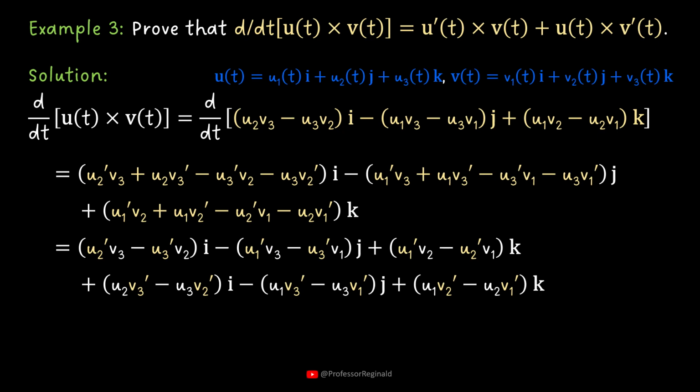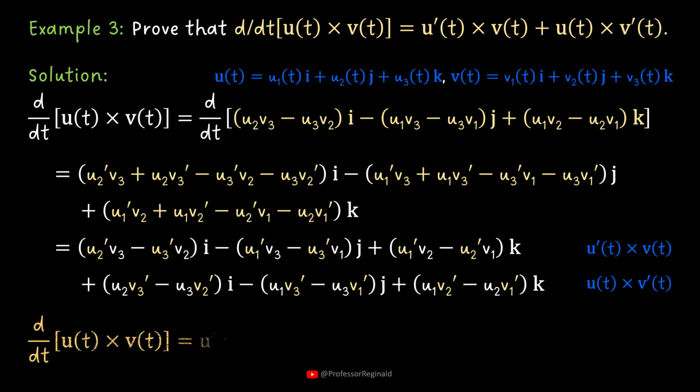The two vectors follow the vector form of cross product. The first vector is the cross product of the derivative of vector u and vector v, while the second vector is the cross product of vector u and the derivative of vector v. Thus, the derivative of the cross product of two vectors is given by the following formula.